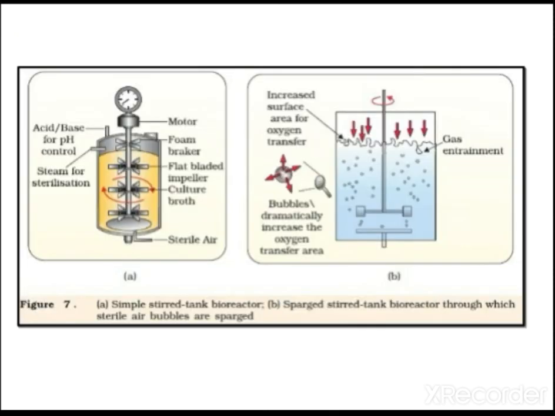Here two types of bioreactor have been given. One is the simple stirred bioreactor, the other is the sparged stirred bioreactor. Here the fan-like small blades are helpful in stirring. Here bubbles are made and these bubbles keep stirring. So the uniformity of the substances present in the culture medium can be maintained by this method.